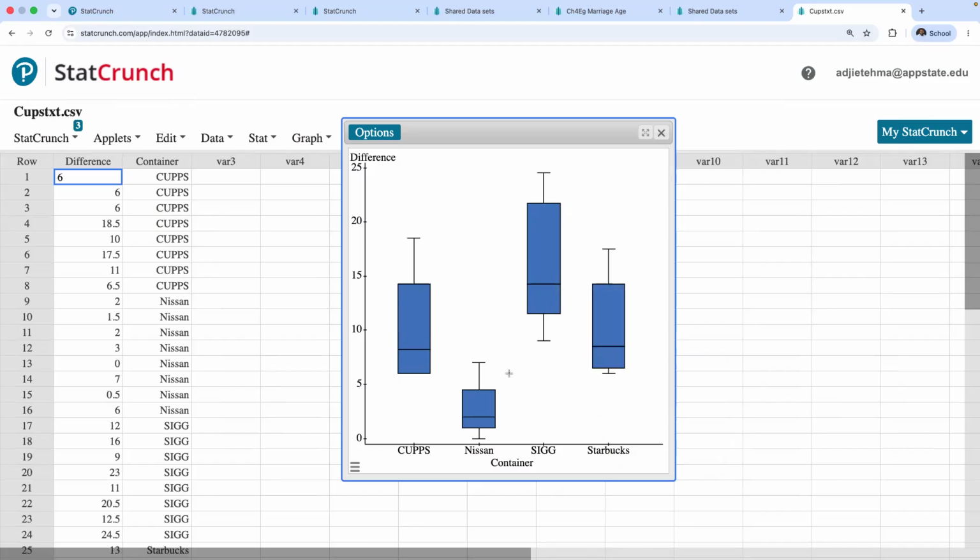So this is lower than that one. So if you are to rank the caps, we already established that Nissan looks like the best and then SIG looks like the worst. How about Caps and Starbucks? They are pretty much the same, isn't it? Because look at where their median is. So this is what you are required to do or to understand. So let's proceed.